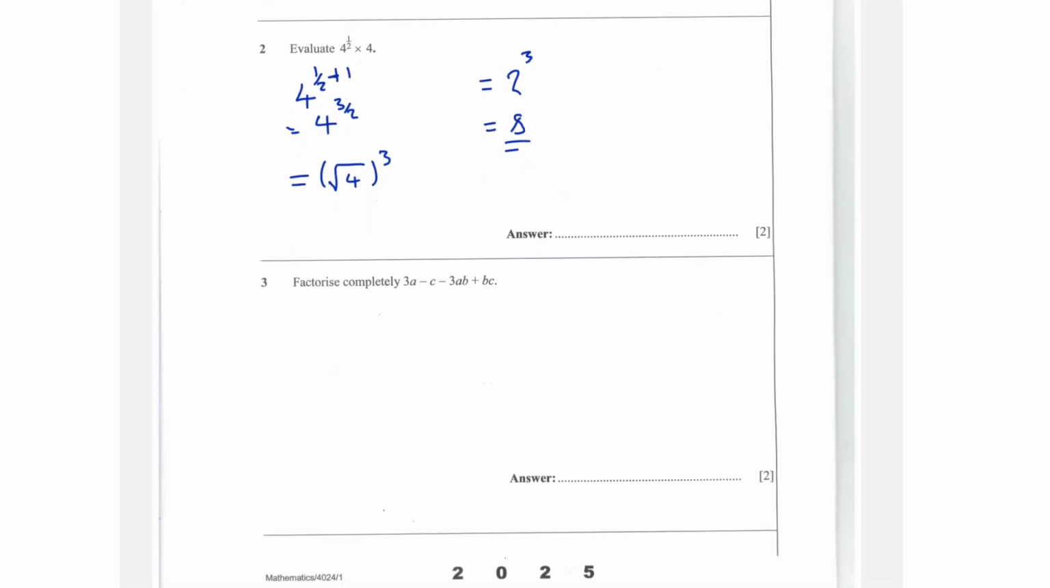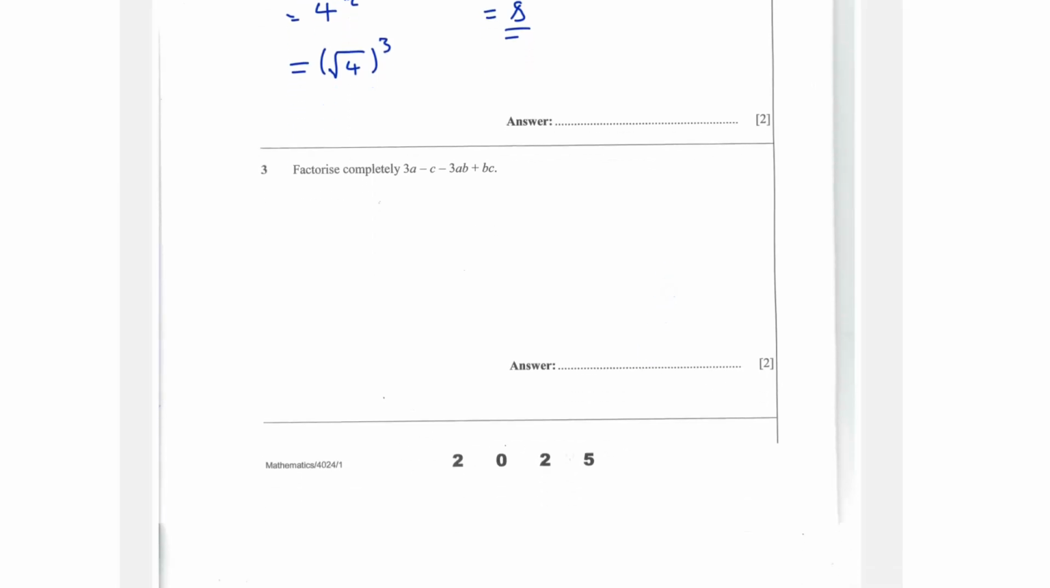So we're done with the second question. Let's move on to another question. Question 3 says factorize completely 3a minus c minus 3ab plus bc.